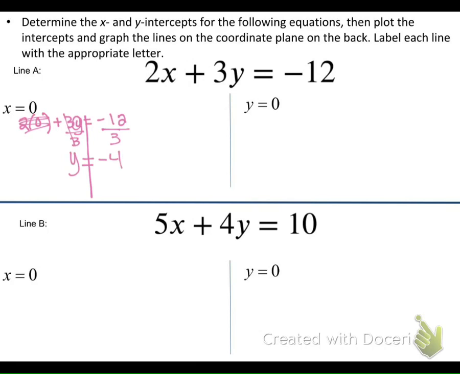Now that's not my answer, so I'm not going to box that. My answer is going to be my ordered pair. So what's my ordered pair for the y-intercept? And how do I know that this is the y-intercept? How do I know that when I go to plot this point, I'm going to plot that on the y-intercept?